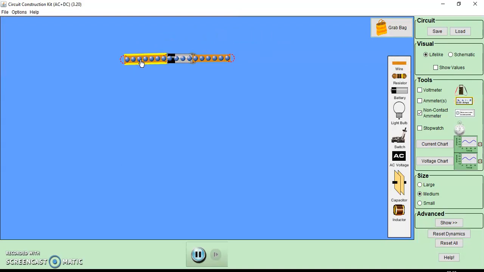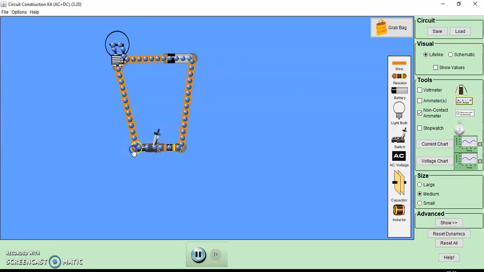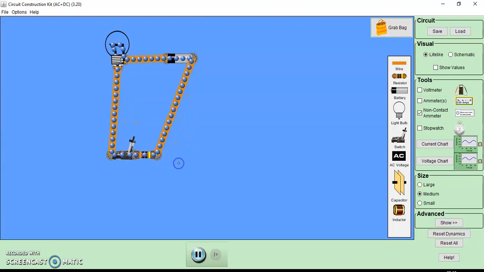Okay, so along with that, what else I can use? Let me use a bulb, right? I use another wire to complete the circuit. Let me use a key. I can use a resistor also. Okay, now let me close this circuit. Okay, so this is a complete circuit. All right. So this is the circuit that I have.